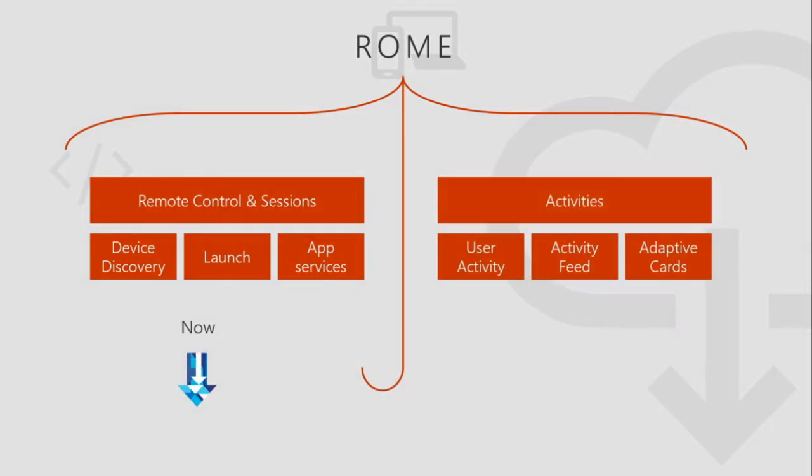Now the second part is activities. This is all around the activity feed. The first part is user activities. These are context-based, point-in-time references to what a user was doing. It's a unit of engagement, is the way to think about it. The second part is that once you have a bunch of user activities, that becomes an activity feed, a collection of user activities for a given user. And then finally, to represent these cleanly for your users within your apps, there's a notion called adaptive cards. It's basically the visuals that tie all of this together.